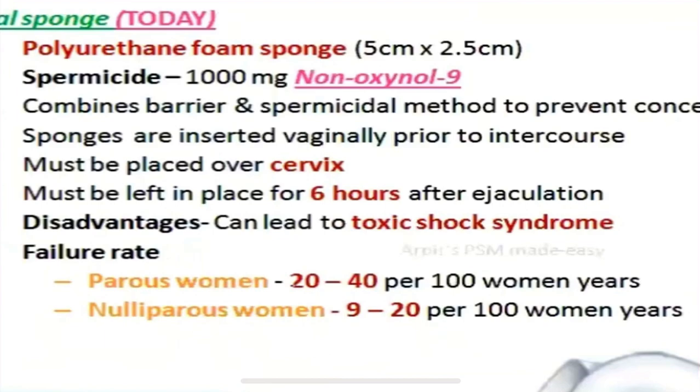Starting with the sponge, we see that it is a small polyurethane foam sponge. We can see the size. It is a very small foam sponge made up of polyurethane. The measurement is 5 centimeters by 2.5 centimeters. They saturate the sponge with the spermicide. How much spermicide are they using? 1000 milligrams of spermicide, 1000 mg, and very important, the spermicide's name, nonoxynol 9. Nonoxynol 9, very important guys, you have to remember.